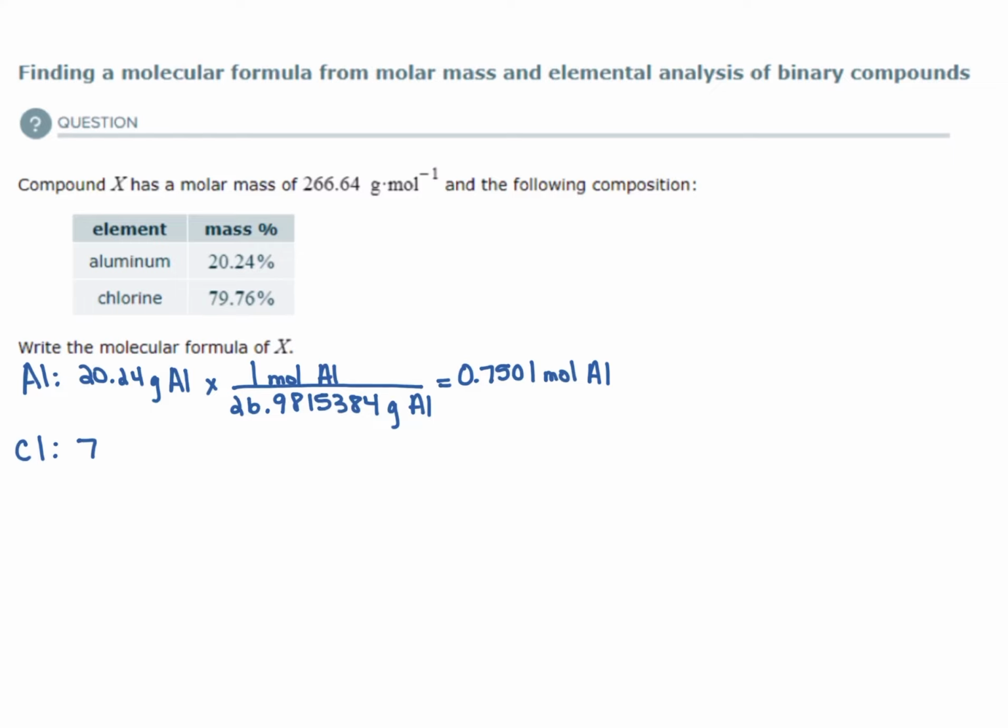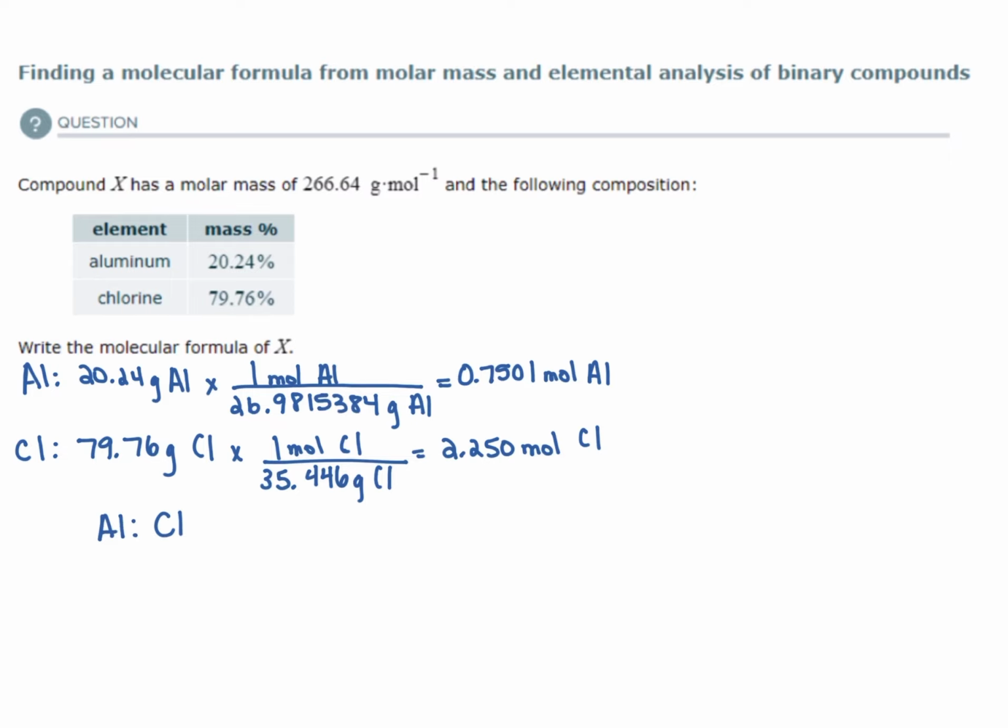And chlorine makes up 79.76%, so we can just think of that as grams. And this 35.446 grams comes from the periodic table of ALEKS. The next step is we want to set up some ratios, so aluminum to chlorine. So aluminum's moles is 0.7501. Chlorine is 2.250. We want to divide by the smallest number.